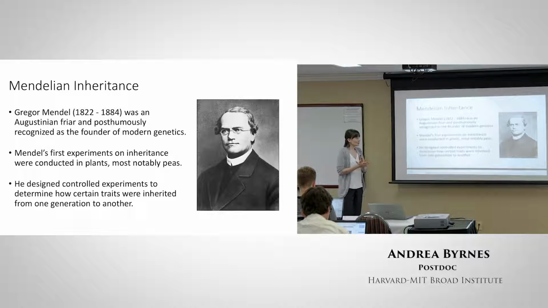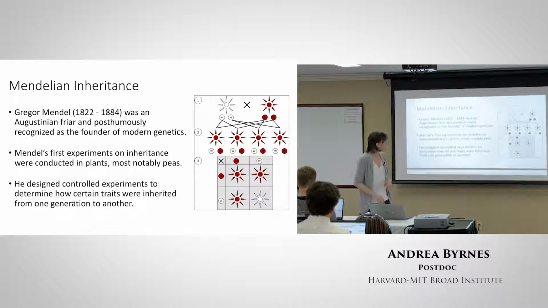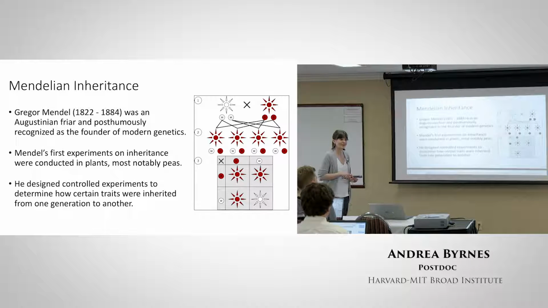And he designed controlled experiments to determine how certain traits were inherited from one generation to another. So he made things that look like this. You probably recognize some of this from some past schooling where you have plants with white flowers and plants with red flowers, and you cross them and see what the progeny look like. And so we're going to do some reviewing of that idea.